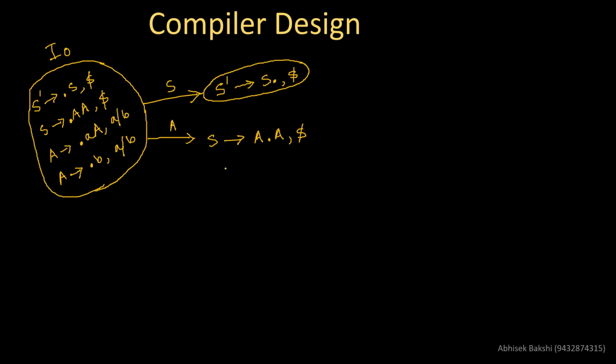And because of this A, I will have A → .a A or A → .b. And what will be the lookahead here? Obviously, since we are exploring this, whatever is left over is the first of that, that is the dollar. So I will have dollar. There is no other way.